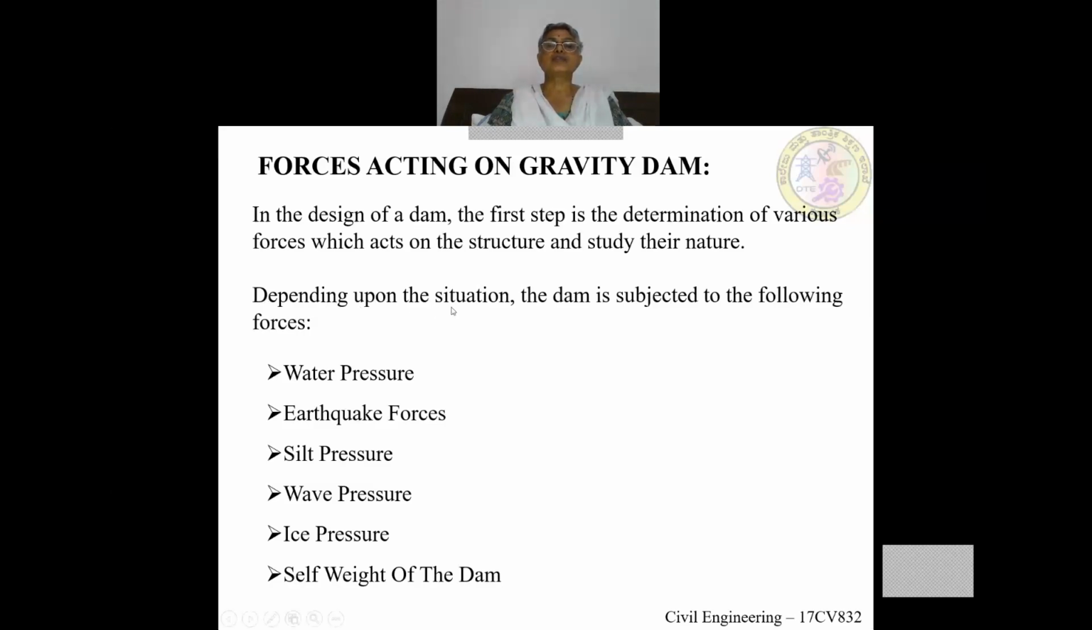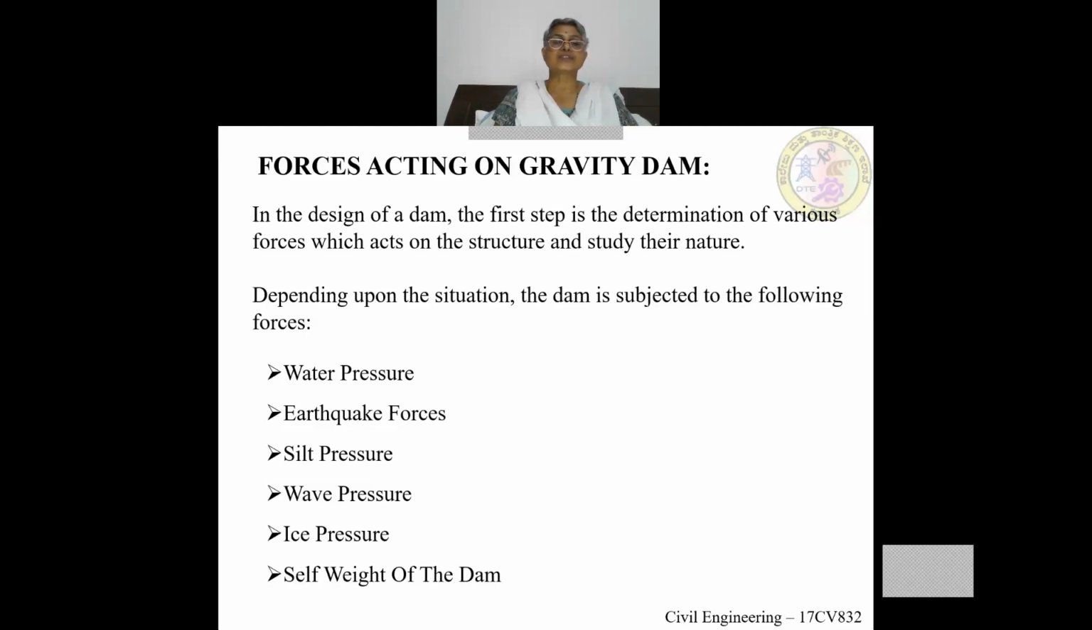So depending upon the situation, the dam is subjected to the following forces. These are the four important forces the dam is subjected to. One is the water pressure. I'll just explain in brief and we'll take each one in detail later. Water pressure is the pressure which is due to the water on the upstream face of the dam, which I've already shown in the diagram. And the earthquake forces. These earthquake forces will vibrate the body of the dam as well as the water in the reservoir, which will create pressure on the dam.